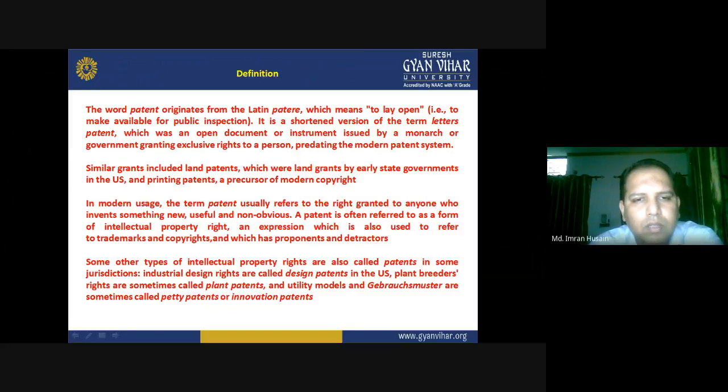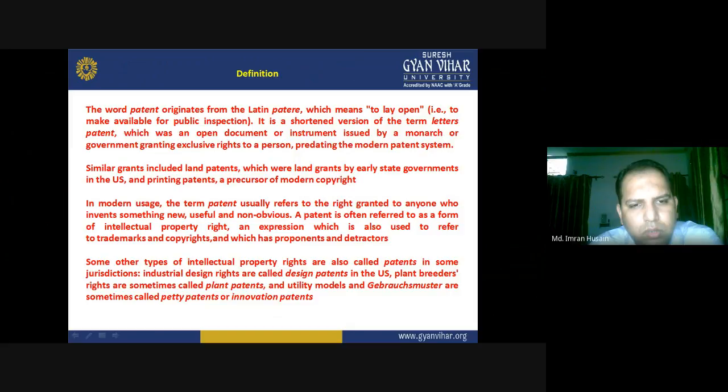Similar grants include land patents, which were land grants by early state governments in the US, and printing patents, a precursor of modern copyright. So, from time to time, things have been changing, and it has seen a lot of change in the significant past.